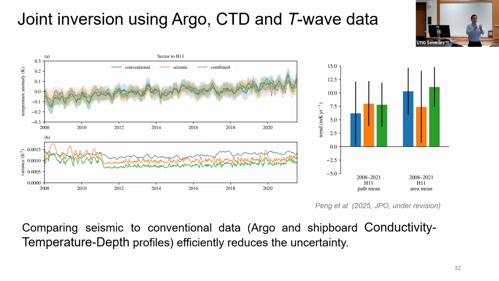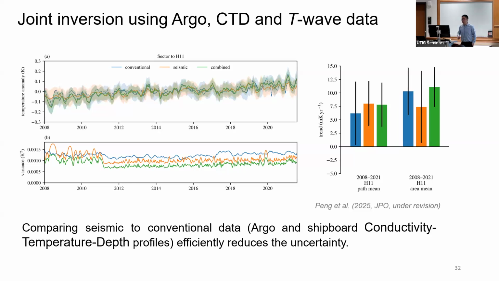We're talking about the applications in these two parts of the ocean, and we demonstrate that the seismic data helps us to beat down the uncertainties, but how much is it? Here in this study, we do the inversion using different data sets. And we have 3 lines here. The orange and green curves are inversions using data separately, using seismic data and using the conventional data. Conventional data including Argo and shipboard CTD data. And the blue curve is combining them together.